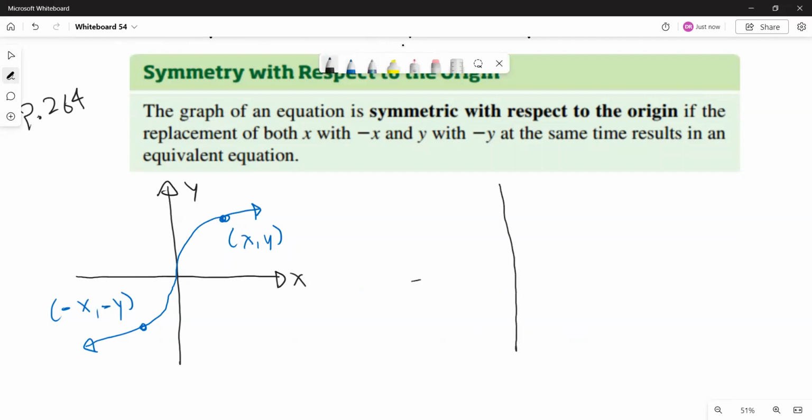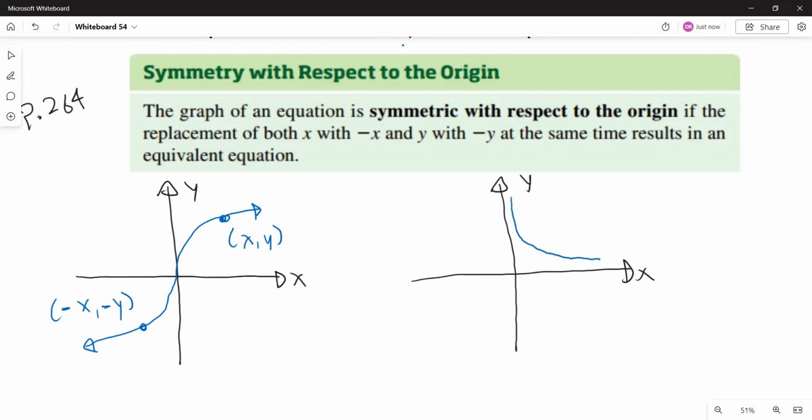Another one could be like the graph of 1 over x, which I'm going to cover in chapter 3. But this graph is going to have 2 branches, so I'm going to do this type of graph with more detail in chapter 3. And if the point xy is on the graph, the point whose coordinates are the opposite of x and the opposite of y is also on the graph.